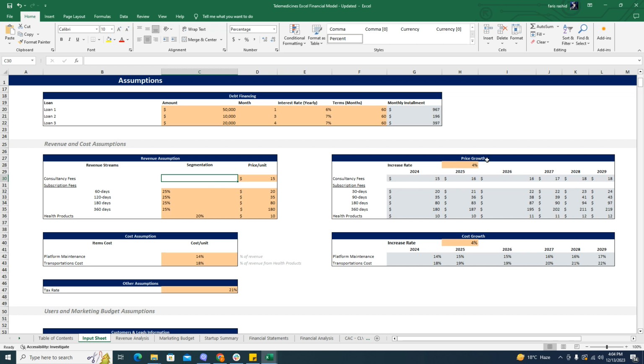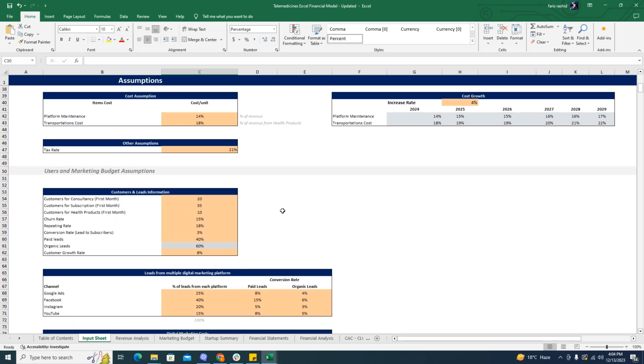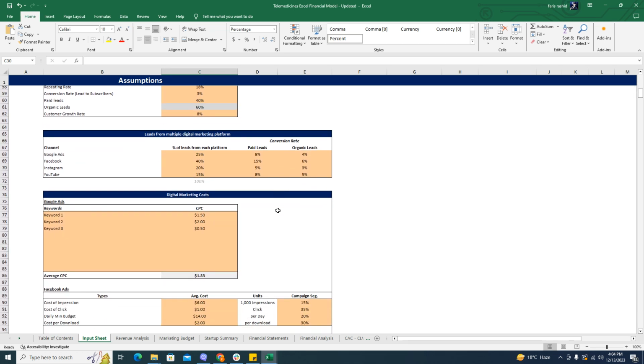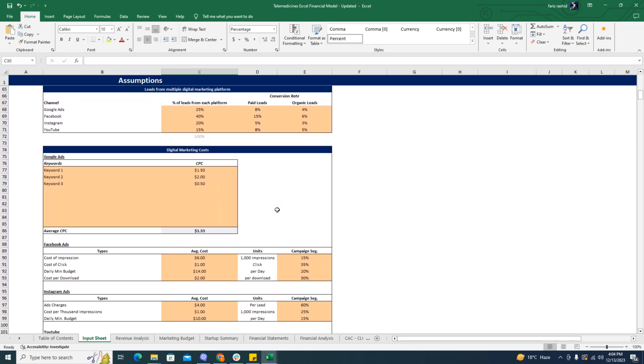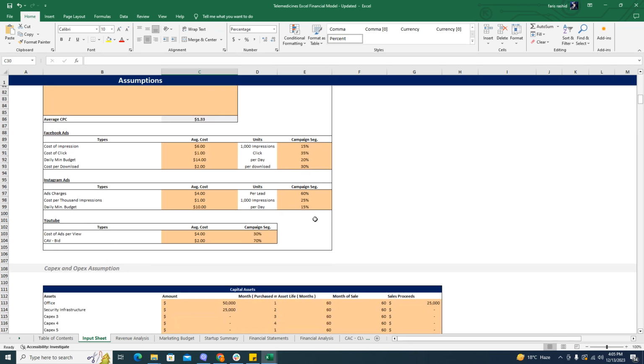It also includes the price growth rate over here, as you can see, having all formulas as discussed previously. The gray cells indicate the formula cells. Then comes the users and marketing budget assumptions. This assumption tells you about the customers and leads information. It also tells you about the digital marketing costs and relevant information to it.